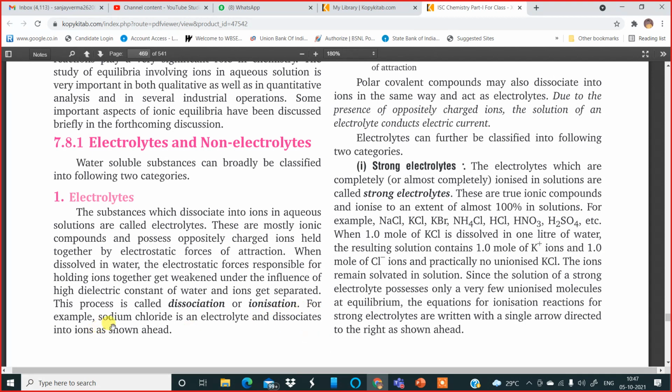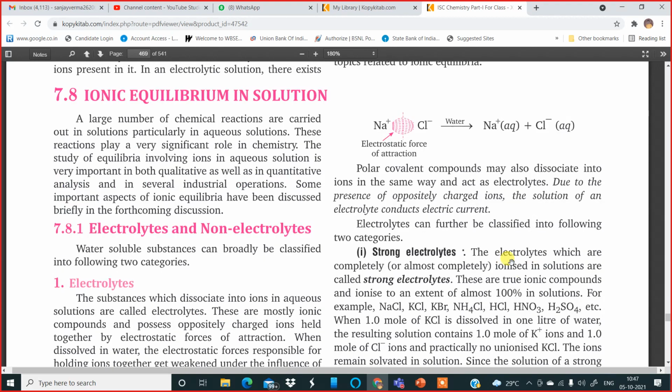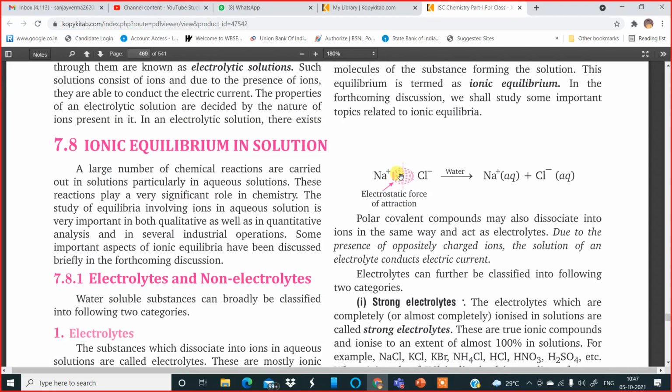For example, sodium chloride, which is an electrolyte, dissociates into ions as given here. There is a strong electrostatic force of attraction holding the sodium and chloride ions, but because of the high dielectric constant of water, water being a polar solvent, it will break this force and separate the ions into sodium ion and chloride ion in aqueous solution. Polar covalent compounds may also dissociate into ions in the same way and act as electrolytes.